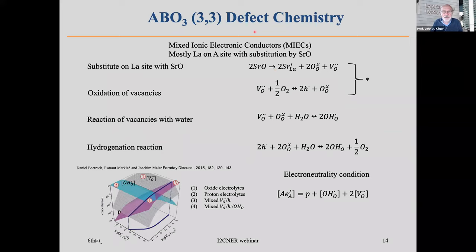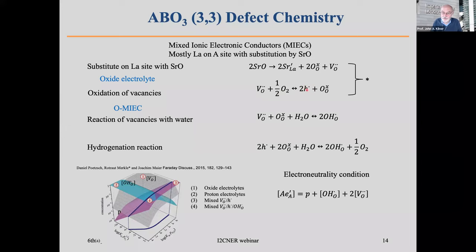And again, let's look at a bit of the defect chemistry. Most of these materials are mixed ionic electronic conductors, MIECs, and we're going to look at quite a lot of data on these MIECs. And mostly we have lanthanum on the A site with substitution by strontium. So let's have a look at the defect chemistry. Substitution on the lanthanum site with strontium leads to the formation of vacancies, just as we saw with the electrolyte materials. And if that's the only reaction to occur, we can produce an oxide electrolyte, such as lanthanum strontium gallate. But in materials where we have transition metals on the B sites, we get the possibility of oxidation. And we have this reaction where there's the oxidation of the oxygen vacancies to produce electronic holes.